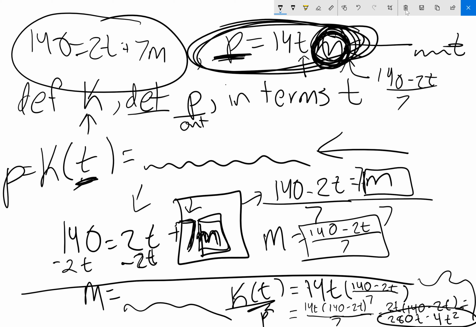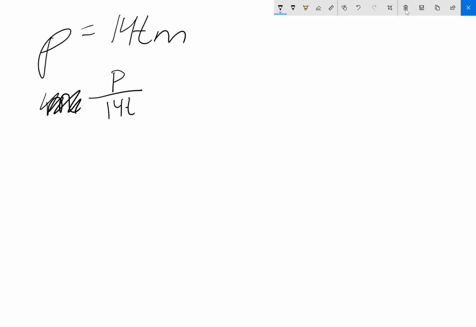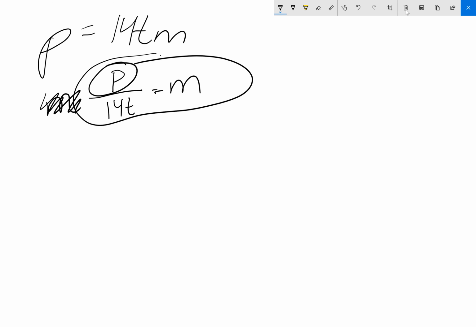So she might not always be nice about it in the sense that she'll give you an equation with p already defined. So let's erase this. So we had p equals 14tm. But she might give you something like, let me think. P over 14t equals m. Okay, so nothing to freak out about. We still want to define P, right? K of t equals P.